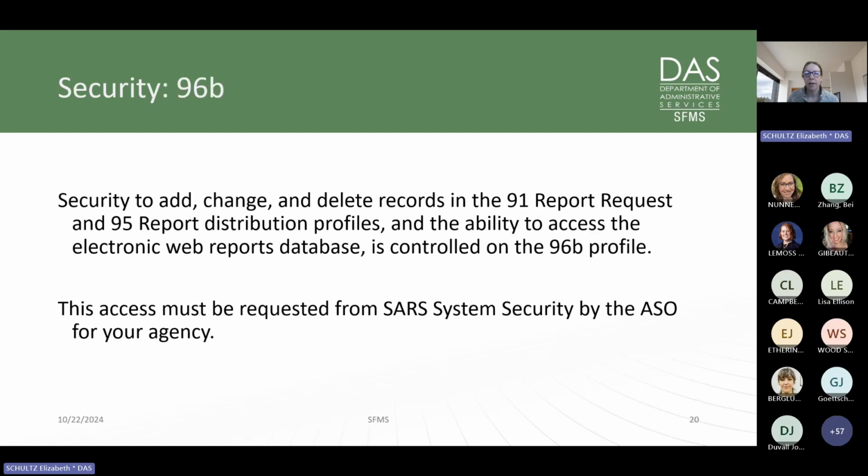So looking at the 96B screen, this screen controls the security to add, change, and delete records on different screens, including the 91 and 95 screens. Not all R-Stars user classes have access to view the 96B screen. You may need to contact your agency security officer, your ASO, to take a look at your security and see if something needs to change. The agency security officer can work with SAR system security if you need to be granted access to reports and you don't currently have them.